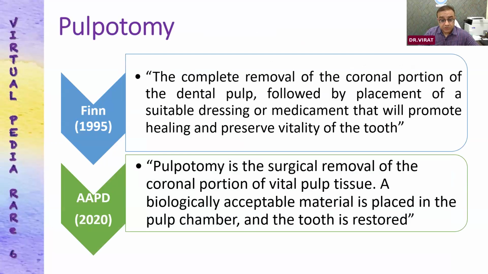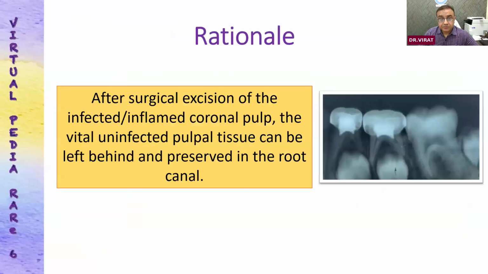Next is pulpotomy. According to AAPD, pulpotomy is the surgical removal of coronal portion of the vital pulp tissue. A biologically acceptable material is placed in the pulp chamber and the tooth is restored. The rationale behind this is after the surgical excision of the infected or inflamed coronal pulp, the vital uninfected pulpal tissue can be left behind and preserved in the root canal.